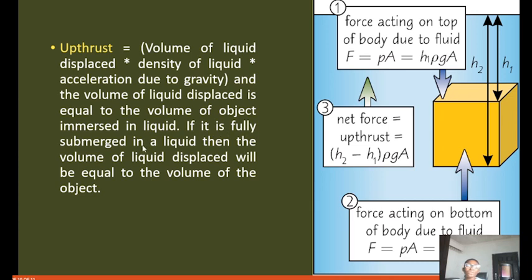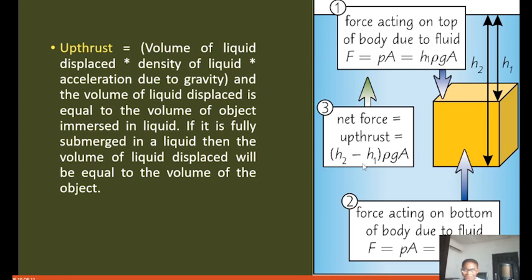If it is fully submerged in a liquid, then the volume of the liquid displaced will be equal to the volume of the object. So look at it now. We have two forces acting on the object, which is in the liquid: an upward force and a downward force. The force acting on top of the body due to the fluid is equal to the pressure multiplied by the area, and don't forget that the pressure is h density g, multiplied by the area, and the net force is equal to the upthrust.